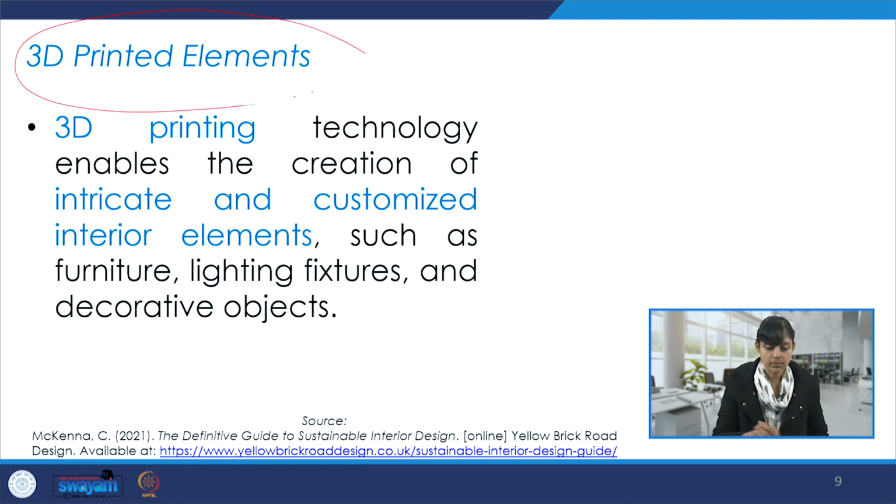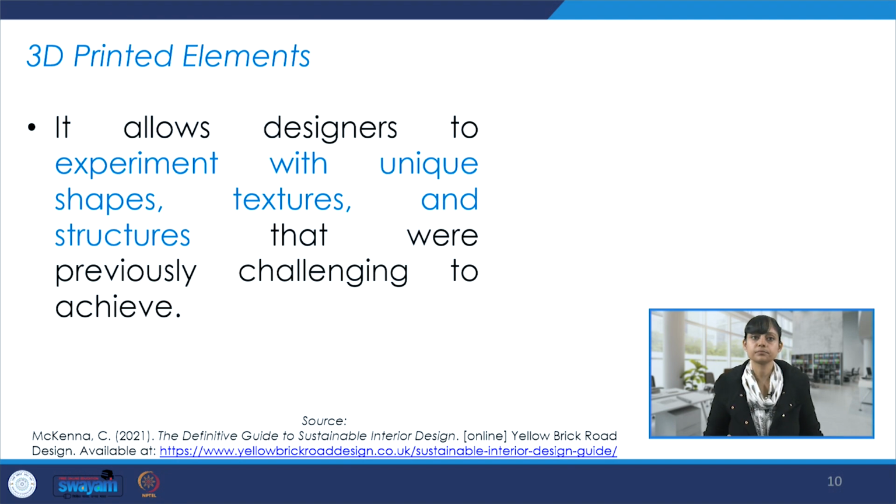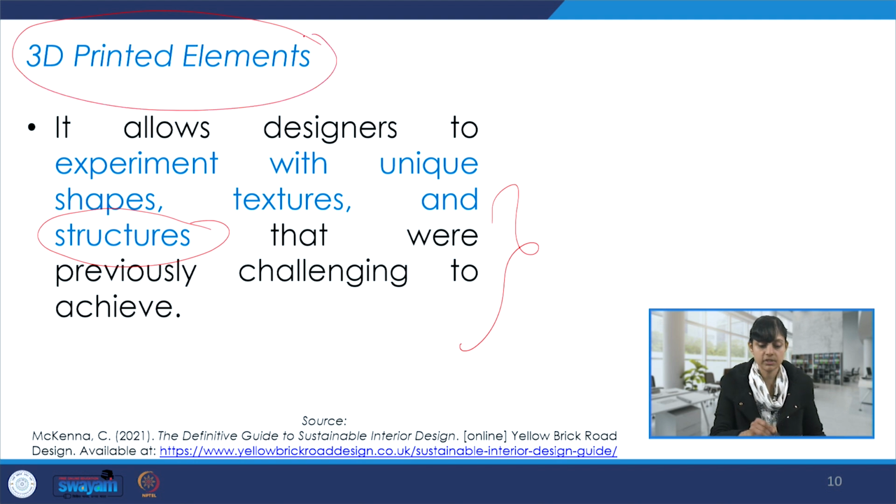3D printed elements. 3D printing technology enables the creation of intricate and customized interior elements such as furniture, lighting fixtures, also the decorative objects. It allows designers to experiment with unique shapes, textures, and structures that were previously challenging to achieve. So, very interesting structural details and designs can also be achieved with the help of 3D printed elements.